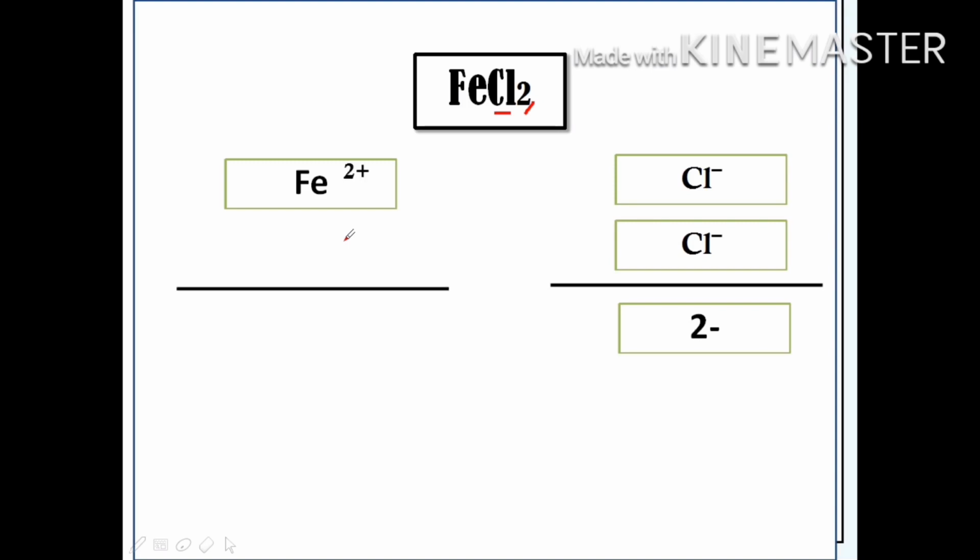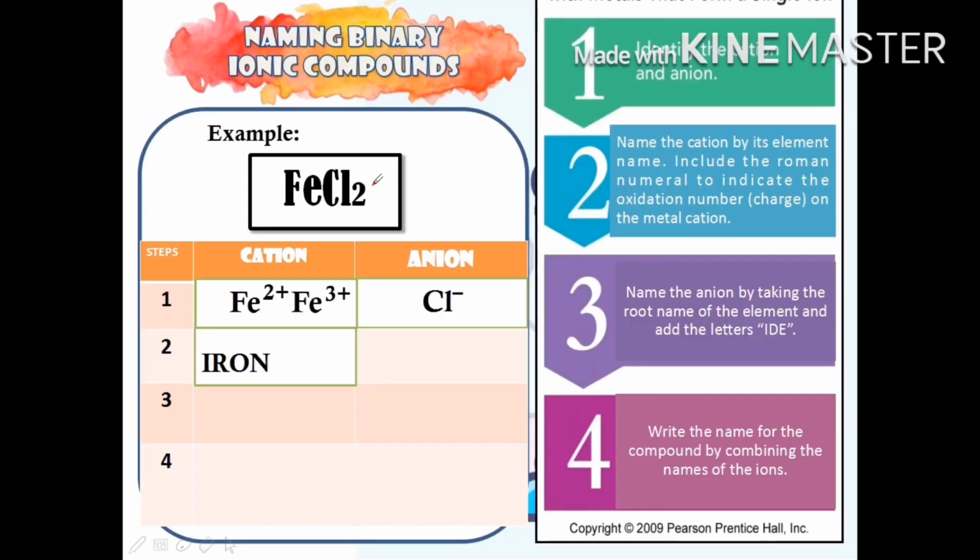To have a total positive charge of 2 plus, that will balance out the total charge of the anion, making this compound an electrically neutral compound. This 2 plus charge of iron has to be indicated in the name of the compound using a Roman numeral. So, this will become iron 2. Let us now move on to step 3.